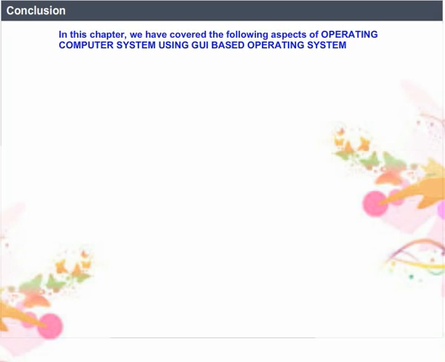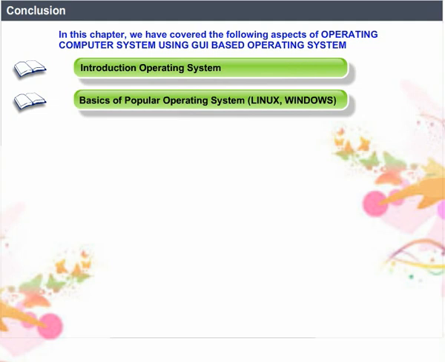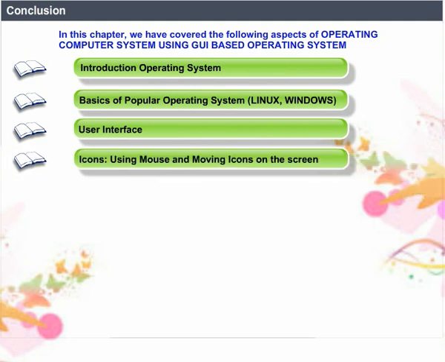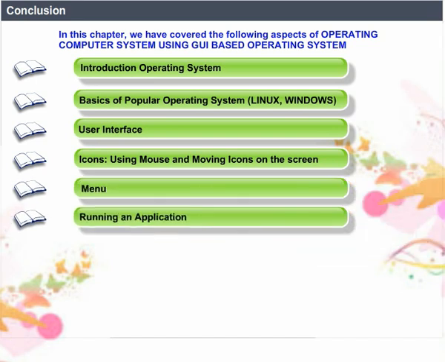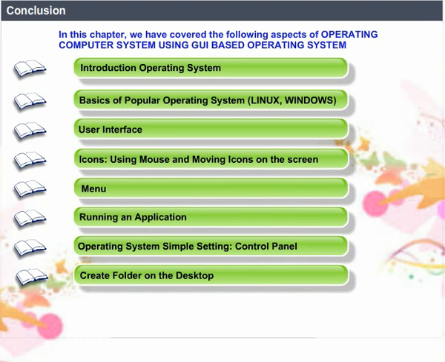Conclusion. In this chapter, we have covered the following aspects of operating computer system using GUI based operating system. Introduction to operating system, basics of popular operating system, Linux and Windows, user interface, icons, using mouse and moving icons on the screen, menu, running an application, operating system simple setting, control panel, creating folder on the desktop, common utilities.